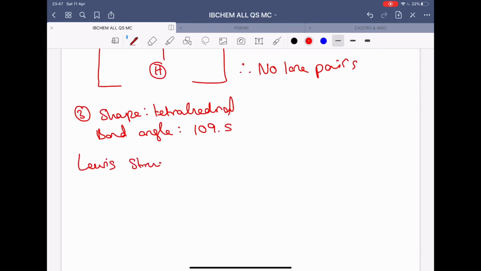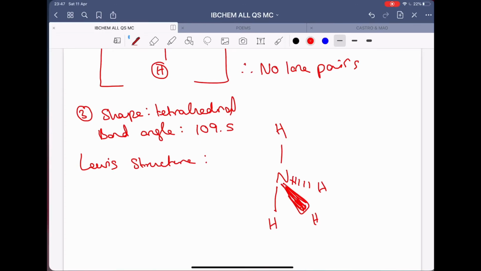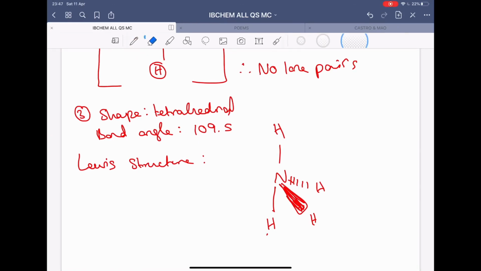I'll draw the Lewis structure below. So we've got N, we've got H going back. We've got H going forward. And we've got another H, obviously bonded. And I'm writing the bond angle, 109.5.